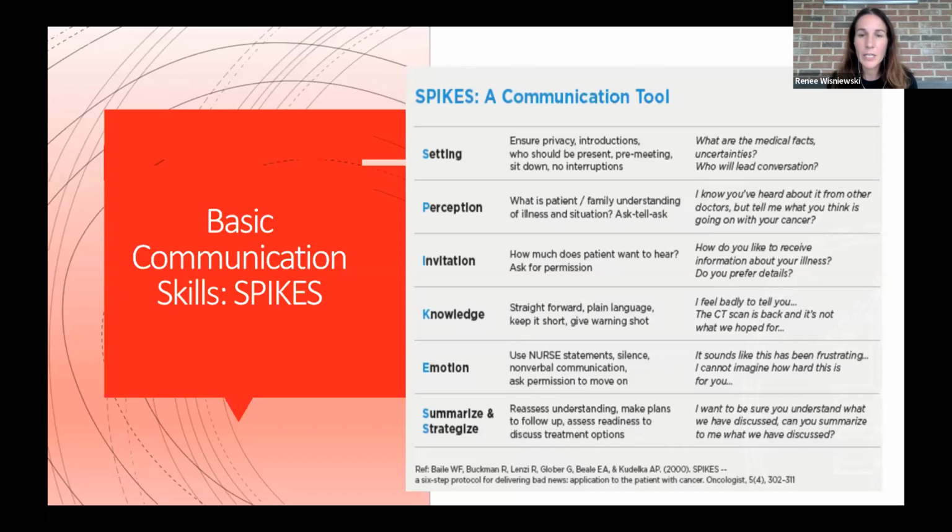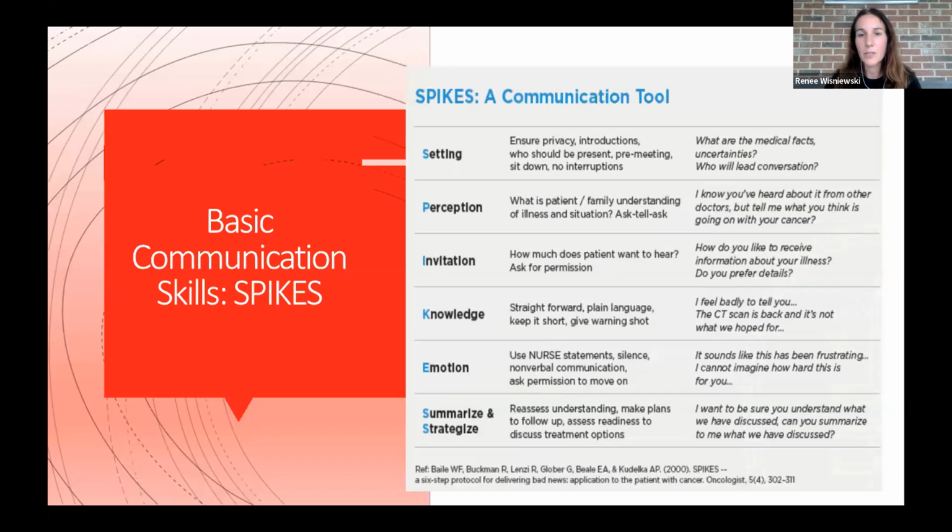Silence, nonverbal communication, asking permission to move on, allowing for the patient and the family to process information that you've just disclosed or that you're discussing that can be challenging to hear, especially if it's the first time that the information is being disclosed. So it sounds like this has been frustrating, or I cannot imagine how hard this is for you. Those are some emotional validation starting sentences.